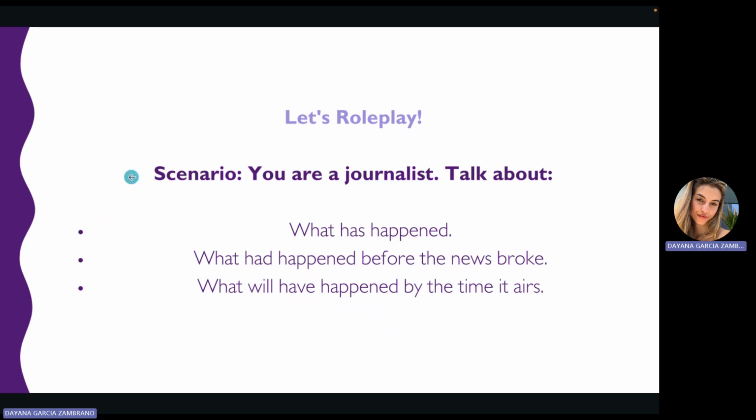Then we have a role play activity where each student is going to be a journalist and create a story. We're not going to write it, we're going to practice speaking. In this story, they need to tell what has happened, what had happened before the news broke, and what will have happened by the time it airs. So they have to use present perfect, past perfect, and future perfect.